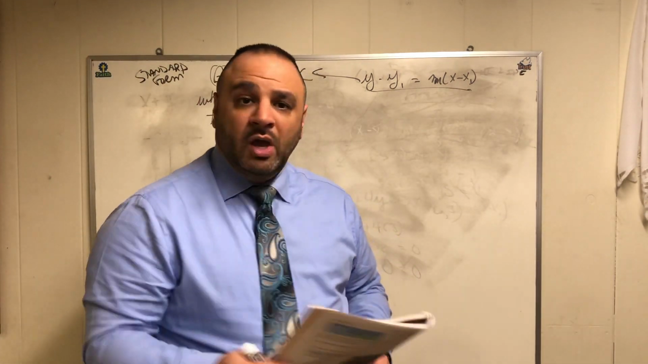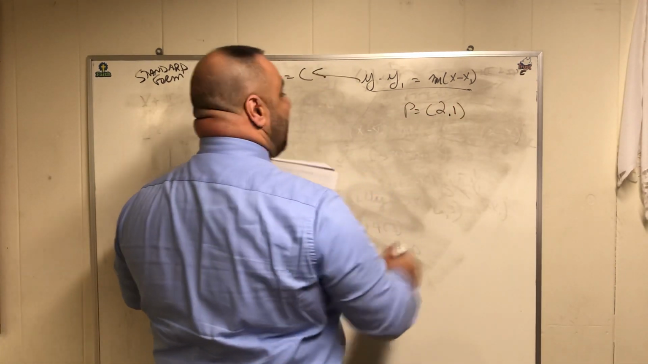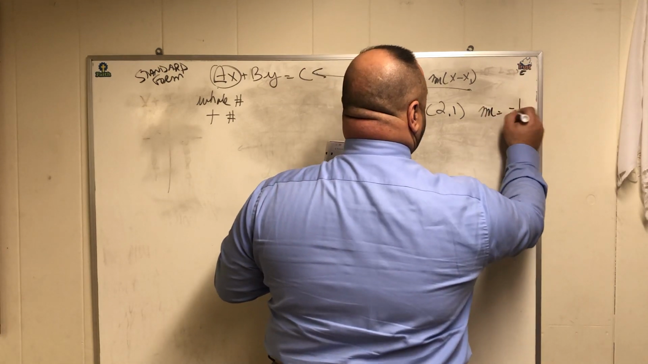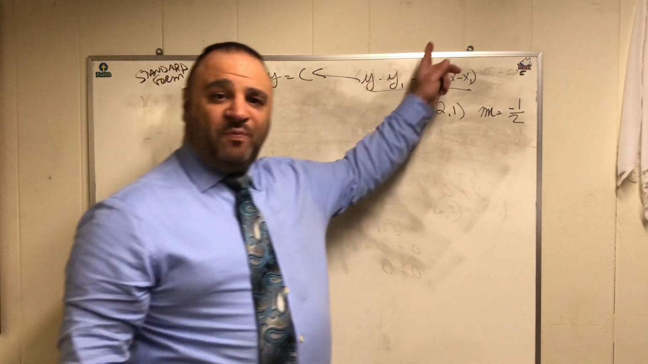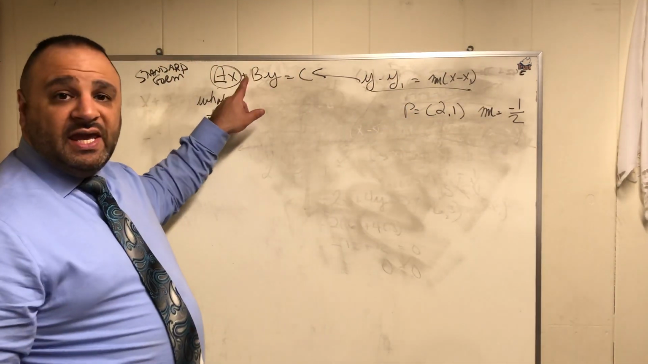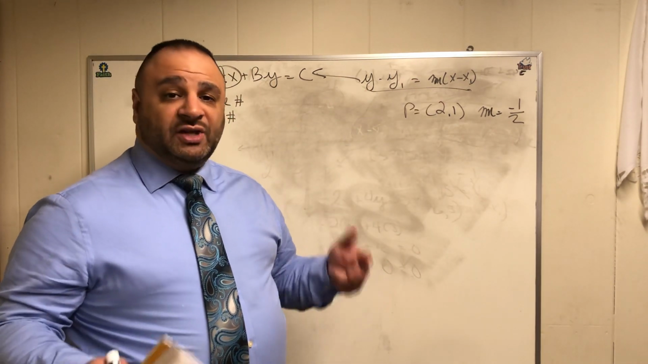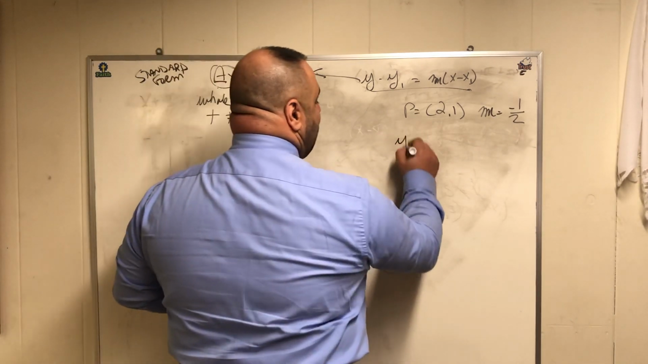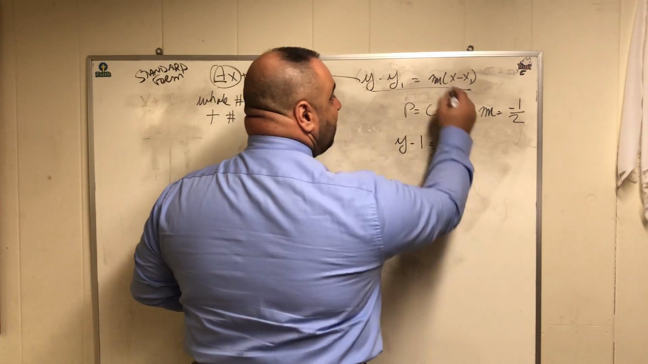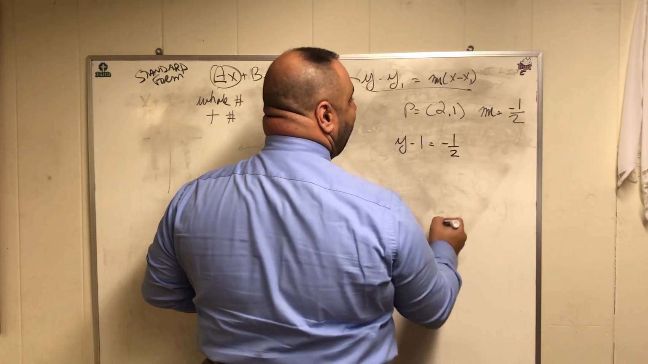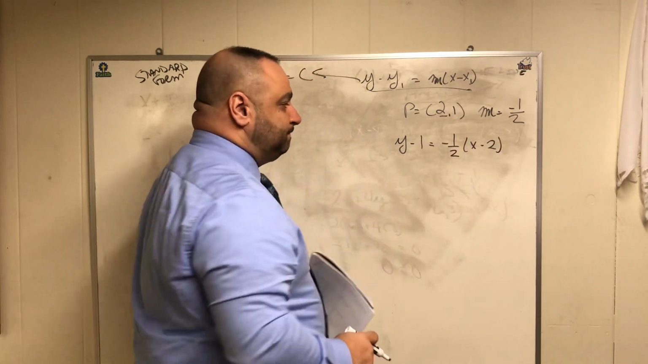Let's look at number 2. We have one set of points. Our point is 2, 1, and our slope is -1/2. Using this point-slope form, let's come up with this equation. We're going to plug in the numbers. So we have y minus 1, since y1 is 1, equals m, which is the slope, -1/2, times x minus x1, which is 2.